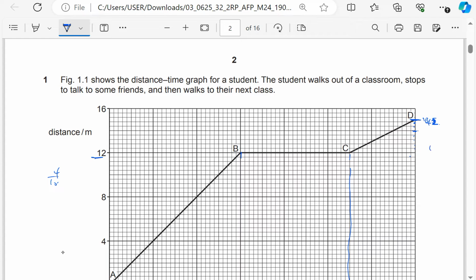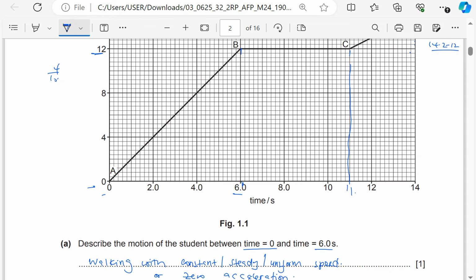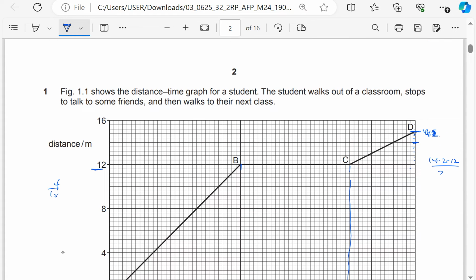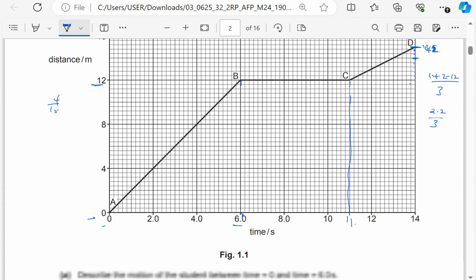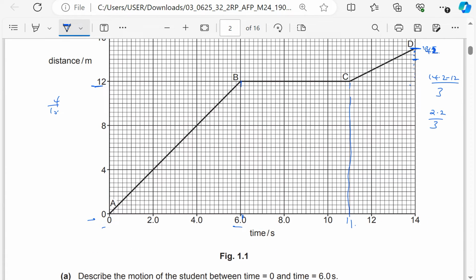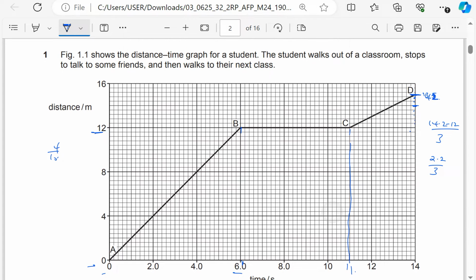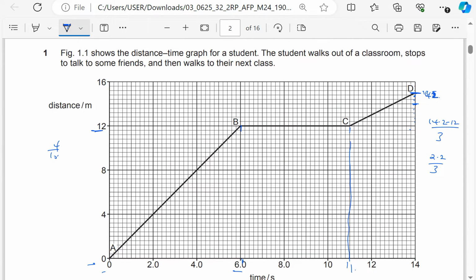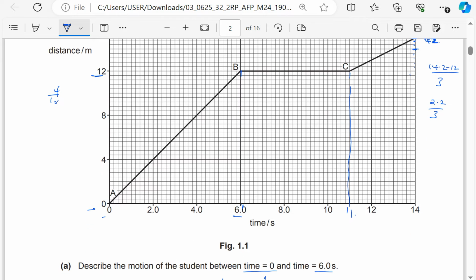So the gradient there will be 14.2 minus 12 divided by 14 minus 11, which is 3. So that is going to be 2.2 divided by 3. And yet this was 12 divided by 6. So it's like, is it twice?